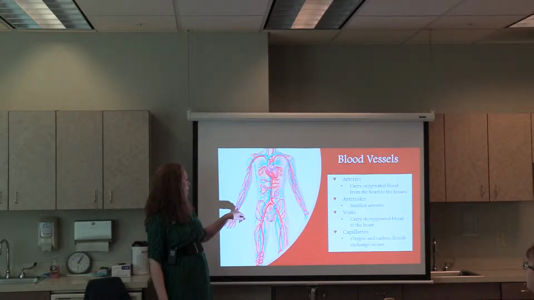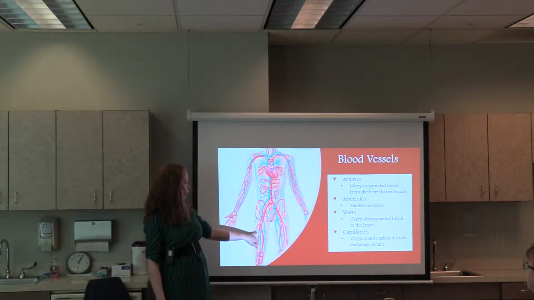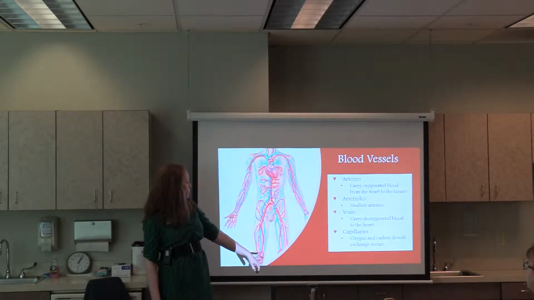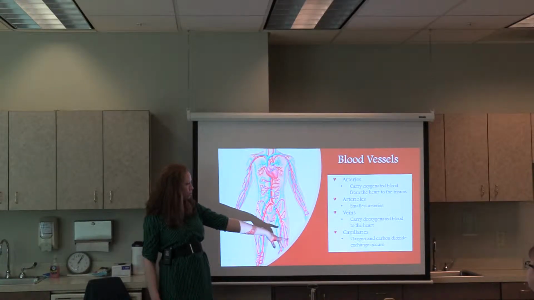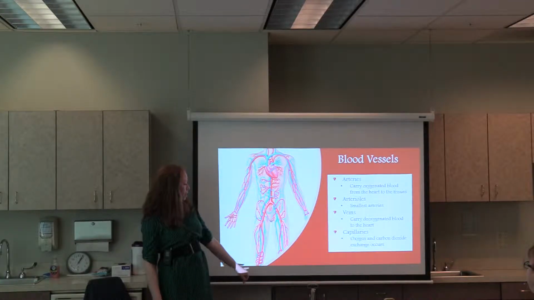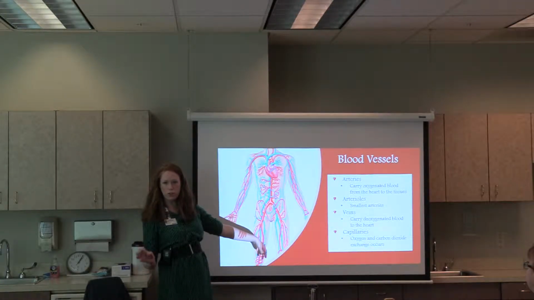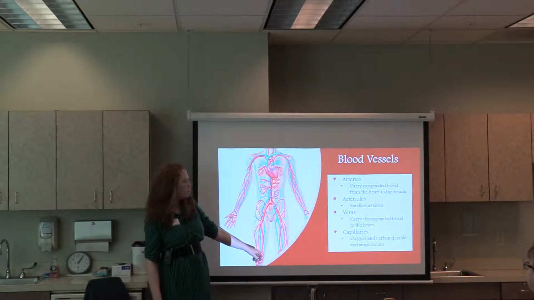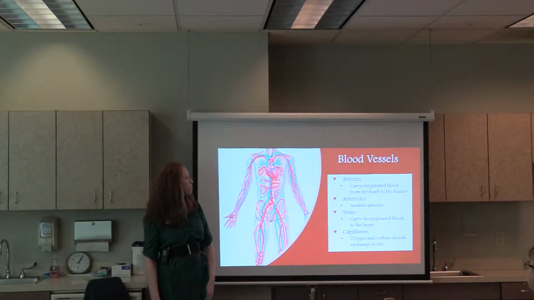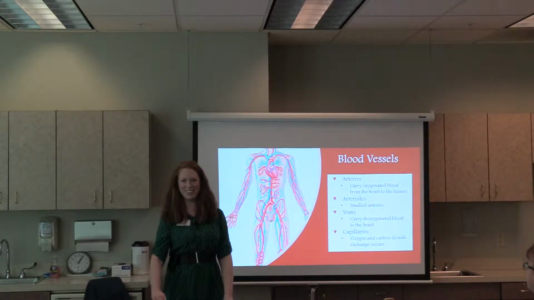So then we get into the arterioles. These are the smaller branches that come off. And then they go to the capillaries, and we'll talk about that, where the exchange happens. Then on the way back, I don't have it on there, the venules are the smaller versions of the veins. And then we go up to the veins. The veins are now carrying that deoxygenated blood, and they're going back up to the heart. Any questions on that? Okay.